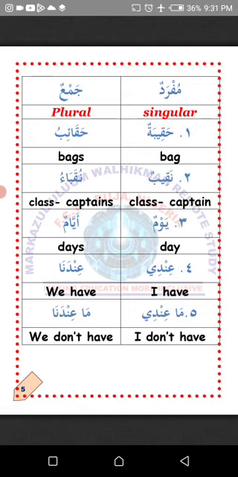Thalatha, number 3: yawm, day. Ayyam, days. Arba, number 4: indi, I have. So the plural, indana, we have. Khamsa, number 5: ma indi, I don't have. The plural, ma indana, we don't have.